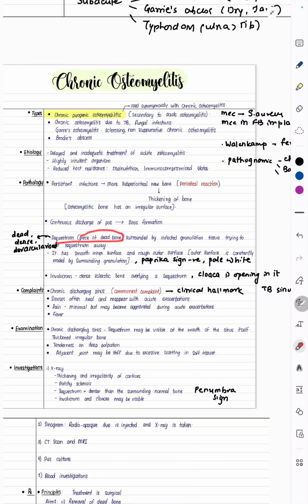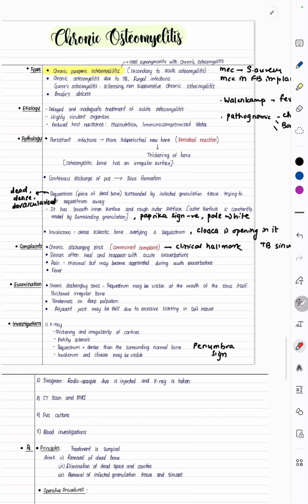Then the sequestrum is a piece of dead bone. It is surrounded by infected granulation tissue. Try to get this sequestrum away. It's a dead, dense and devascularized structure. It has a smooth inner surface and a rough outer surface. Paprika sign is found to be negative, and it is pale white in color.